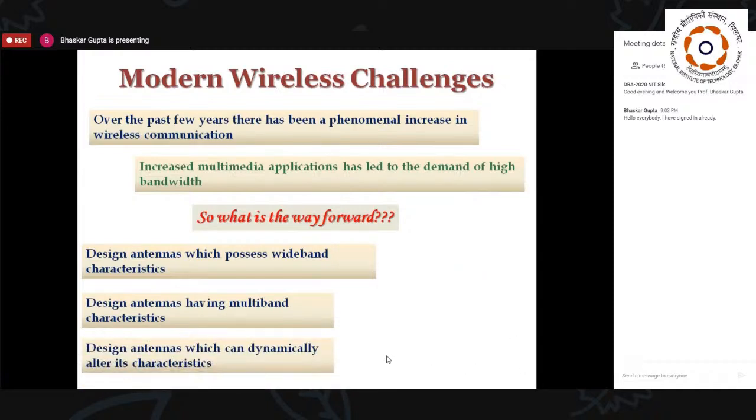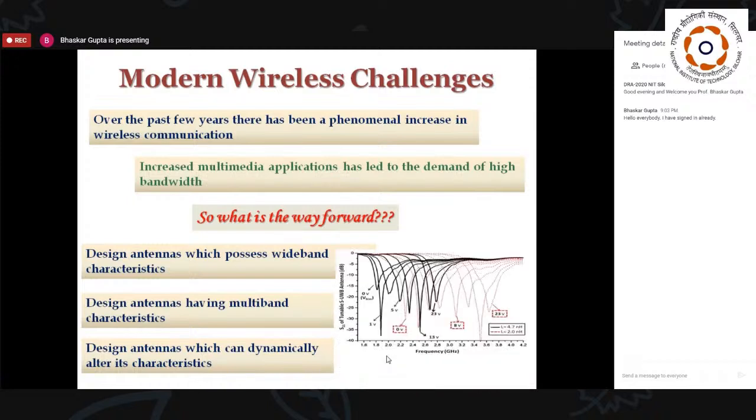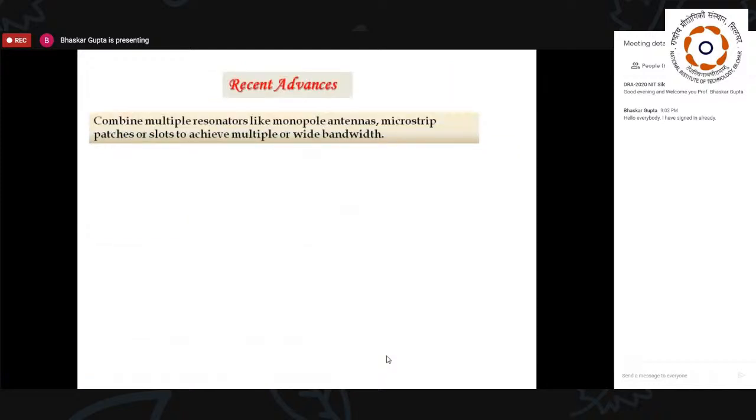And one other way is obviously the best amongst all these. That is to design antennas whose characteristic we can dynamically alter. You see, if we vary some parameter, here in this figure, the parameter was some applied voltage. This is using a MEMS type of feed line incorporating MEMS, where by varying the actuation voltage, we can vary the total characteristic. So what are the recent advances in this regard?